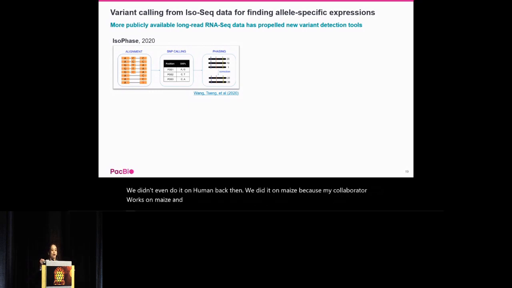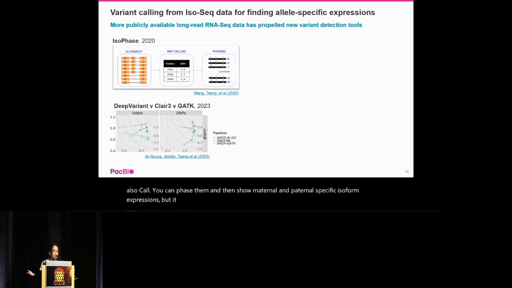We showed that with long-read isoform data, you can not only call the variants, but you can also phase them and then show maternal and paternal specific isoform expressions. But it took another 3 years, maybe I'll blame the pandemic, for me and my collaborators to publish another paper, this time looking at finally human data. We looked at WTC11 and Jurkat cell lines, where instead of writing new tools, we benchmarked DeepVariant versus Clair3 and GATK for SNP calling and variant calling.